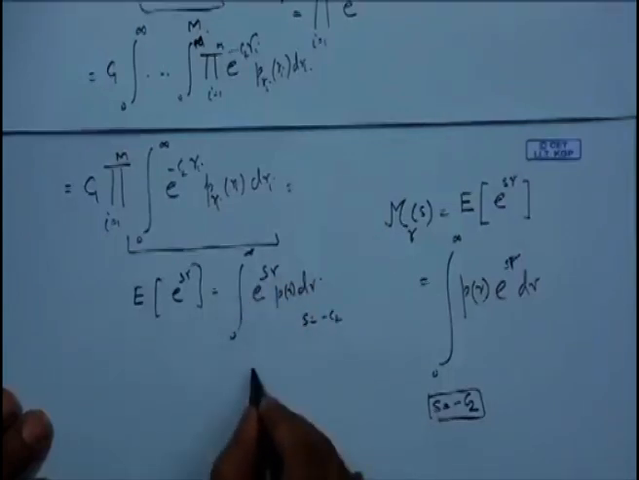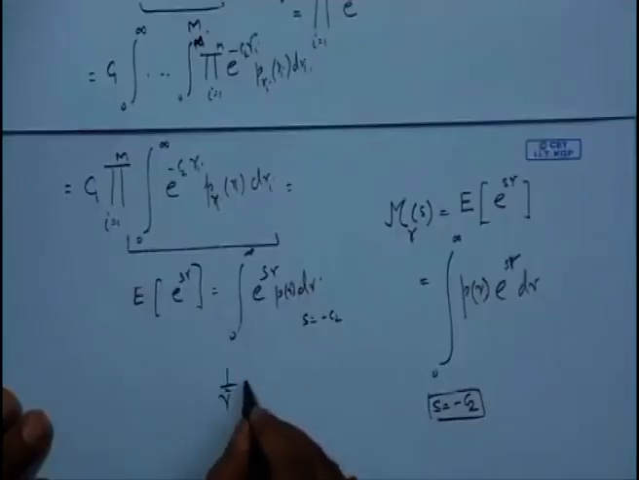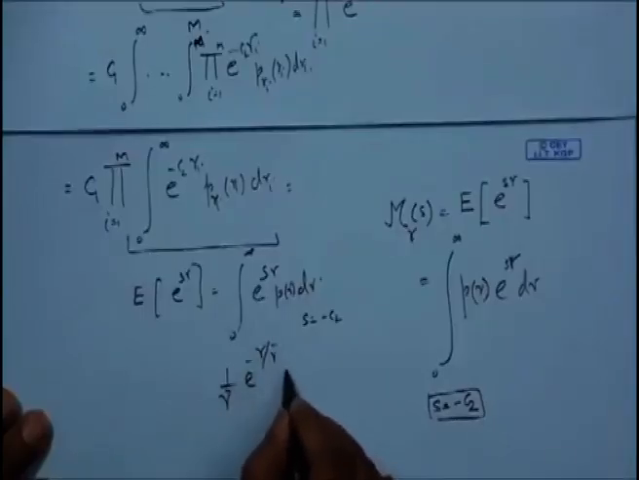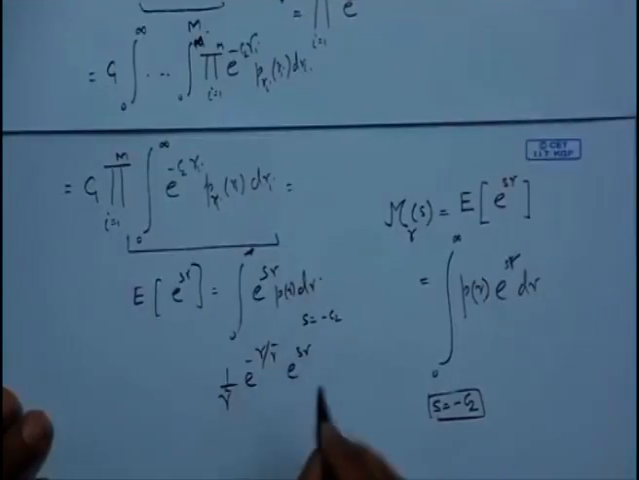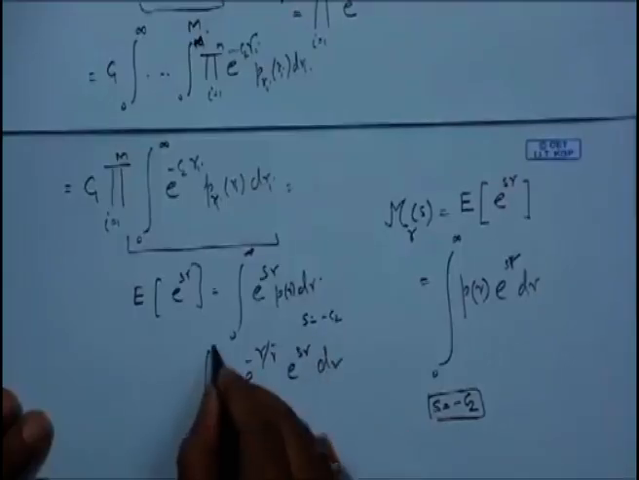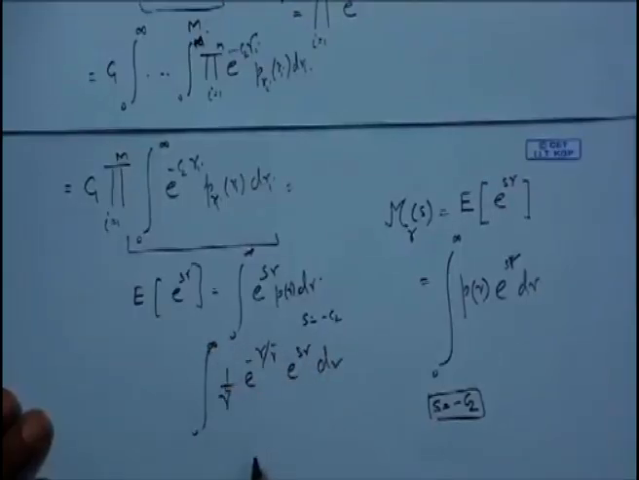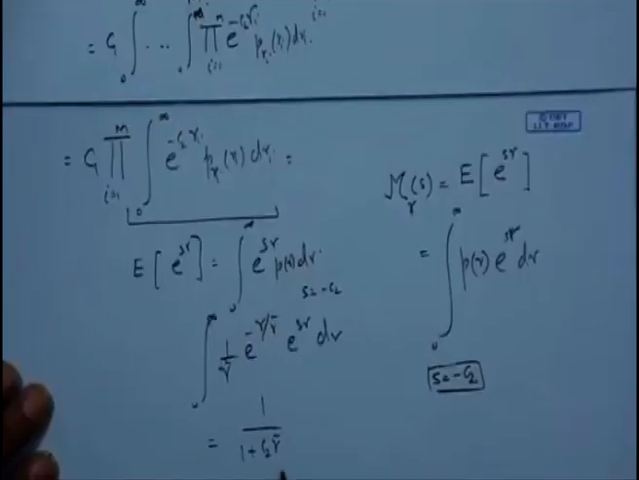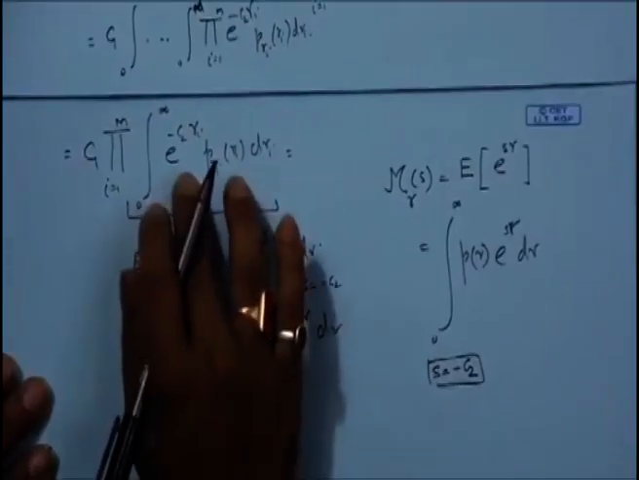So if you use this p(gamma) as (1 by gamma bar) e to the power of minus gamma by gamma bar, e to the power of s gamma d gamma, integral 0 to infinity, again we have the same thing. The result is 1 by 1 plus c2 gamma bar. This is the expression that we have.